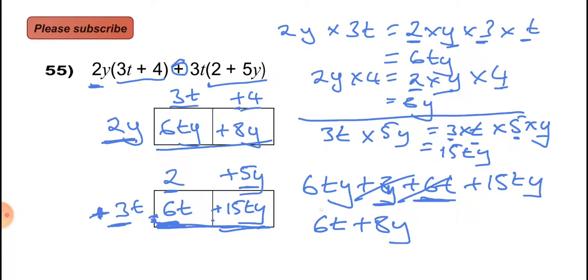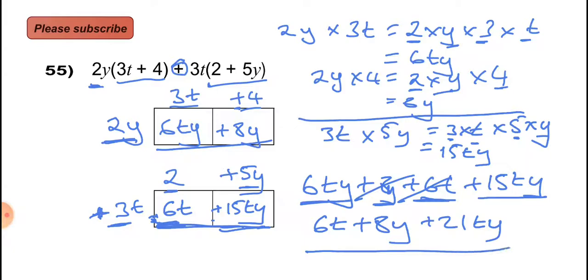Now I can see here I've got 6ty plus 15ty. So 6 add 15, 6 lots of ty plus 15 lots of ty. So 6 add 15 is 21, so it's 21ty, and this is your final answer.